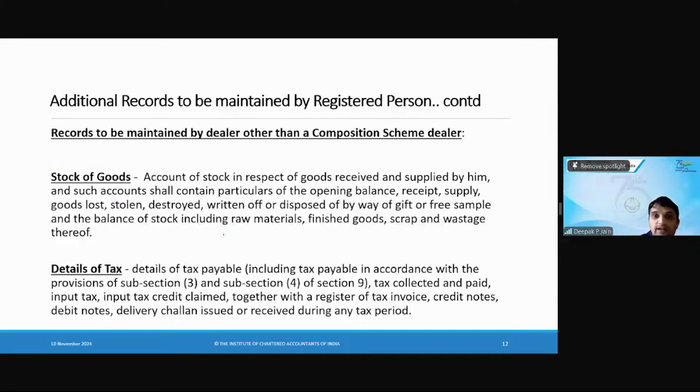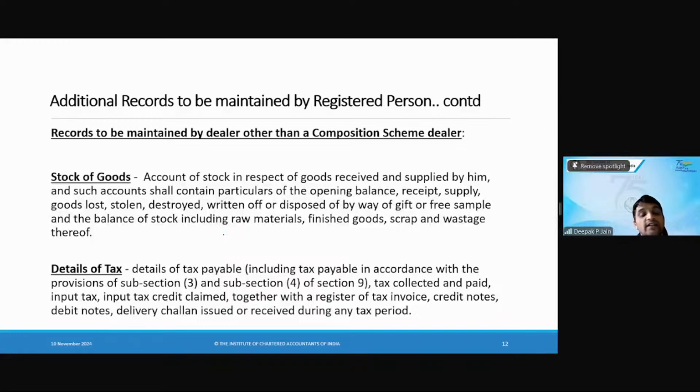ठीक है. Additional records to be maintained is stock of goods. When we say that the commissioner is empowered to specify what are the additional records, these are the additional records बोला गया है. Stock of goods, accounts of goods, जो भी goods है परचेज किए, सेल किए, अगर सेल नहीं किया तो फिर it's got disposed of, destroyed, lost, stolen, स्क्रैप में कुछ बेच दिया, सबके रिकॉर्ड्स आपको मेंटेन करना है.